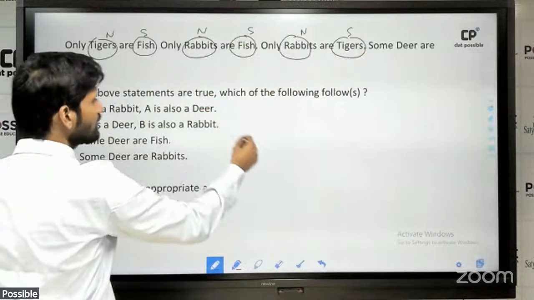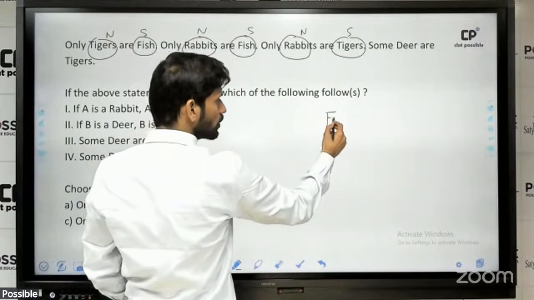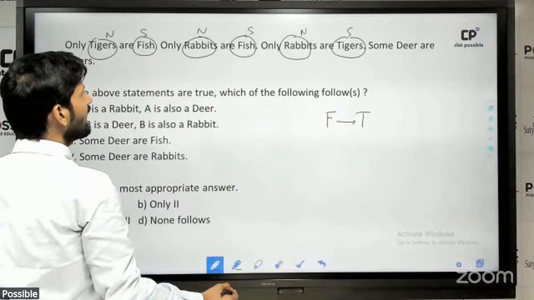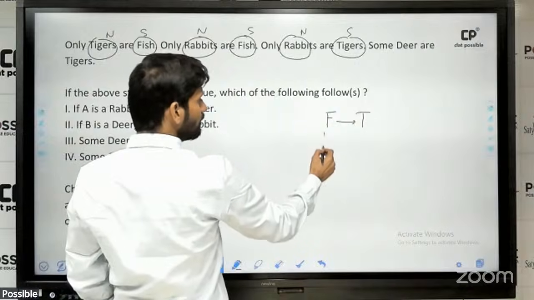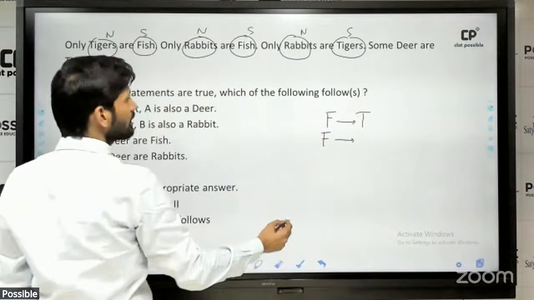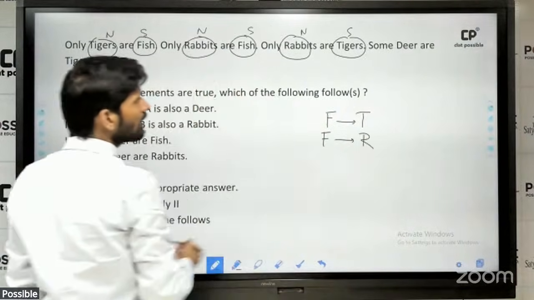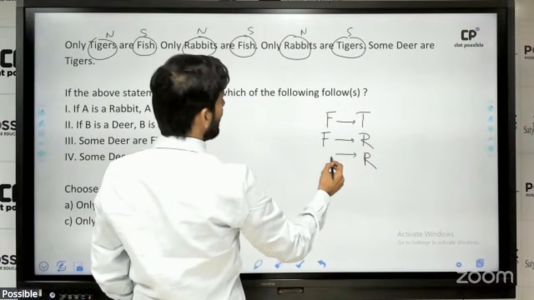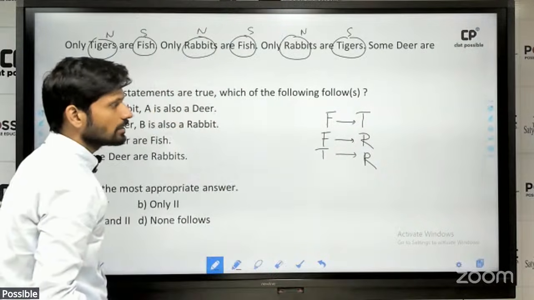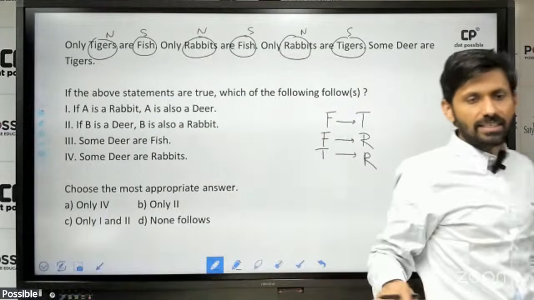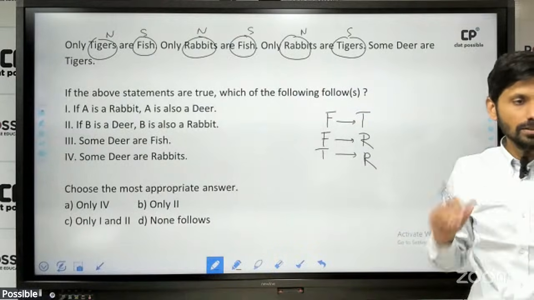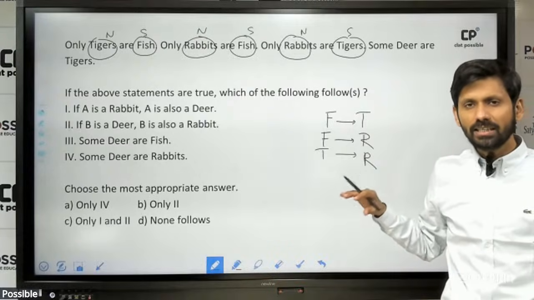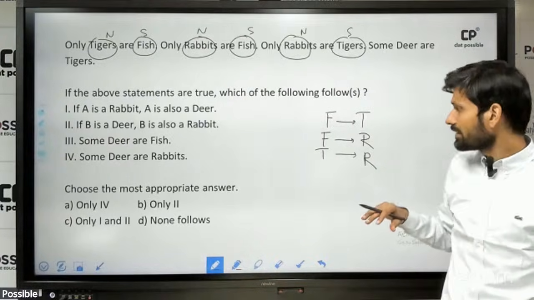So the conditional diagram tells us that for the first one, fish on the left, tigers on the right, then fish again on the left for the second one, and rabbit on the right, and then again rabbit on the right and tiger on the left, right? So these are the three conditional diagrams for the three statements. So what do you make of it? Has it become a little easier for me to handle? Yes, it has. Just look at this.